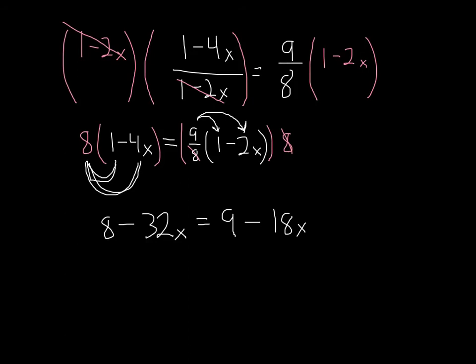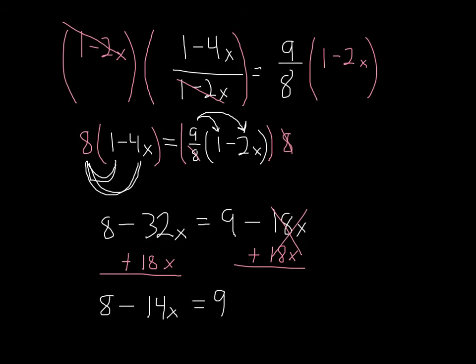Now I'm going to get x's by themselves, so I can add this 18x over to the other side. Doesn't matter which one you do, I just picked the 18x. I could move the 32x to the other side. So my 18x's are going to cancel on the right-hand side, and they're going to add together on the left-hand side. So I'm going to end up with 8 minus, so negative 32 plus 18 is going to give me negative 14x. And that's going to be equal to 9.